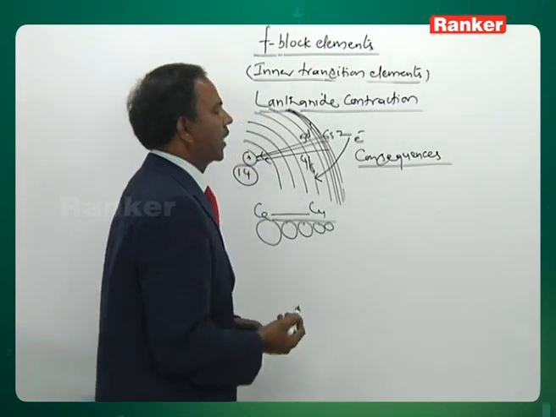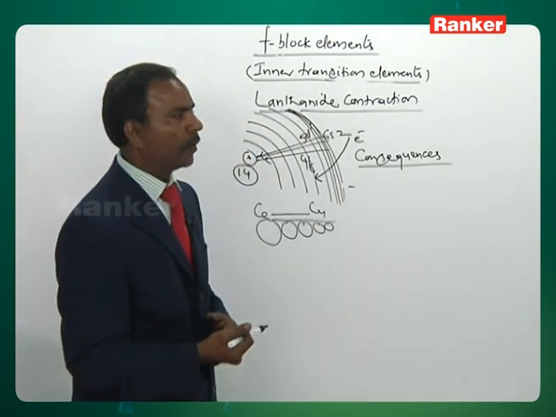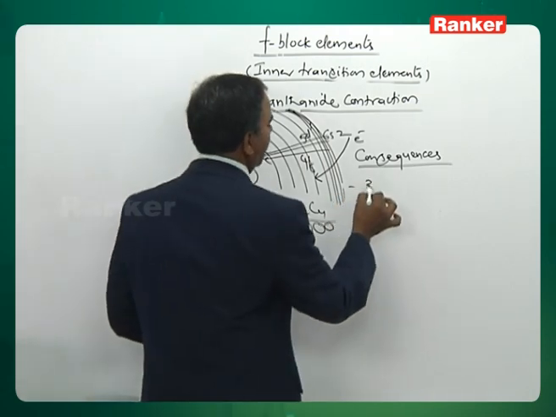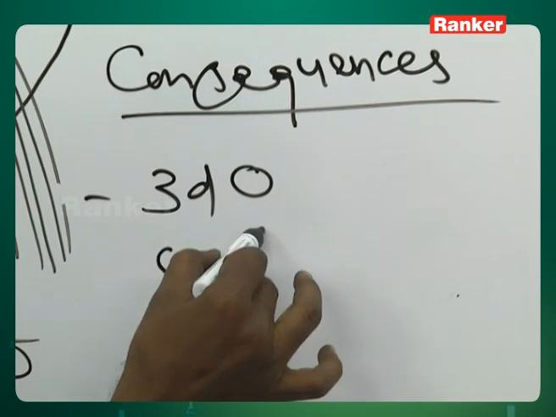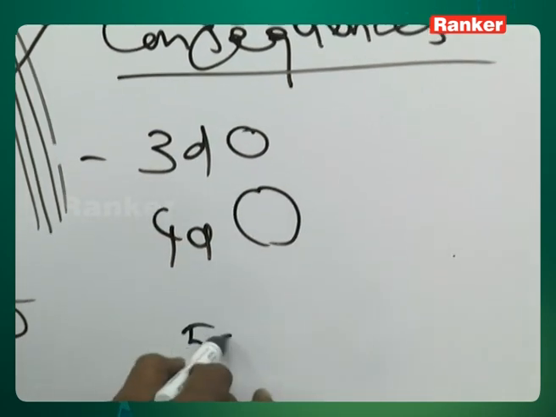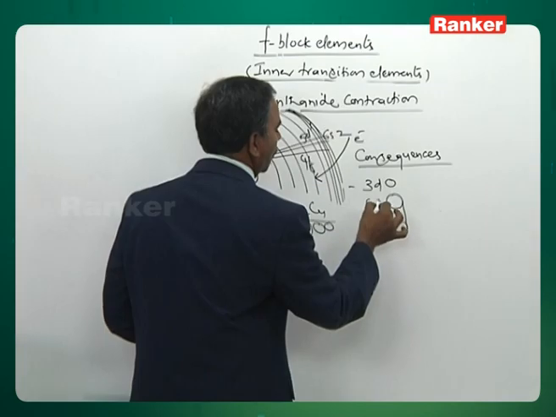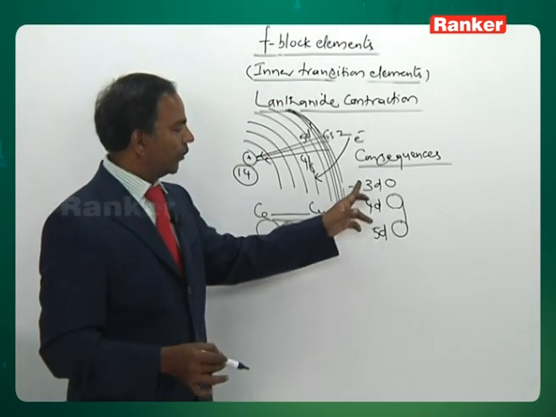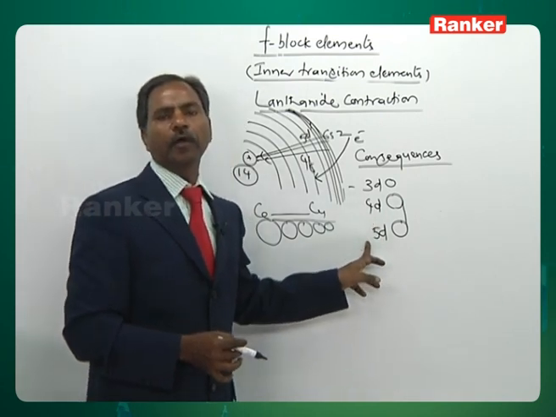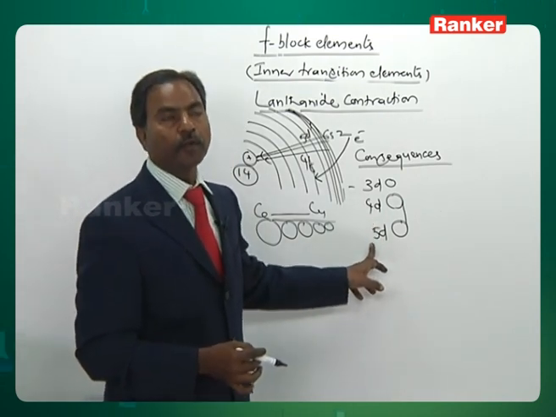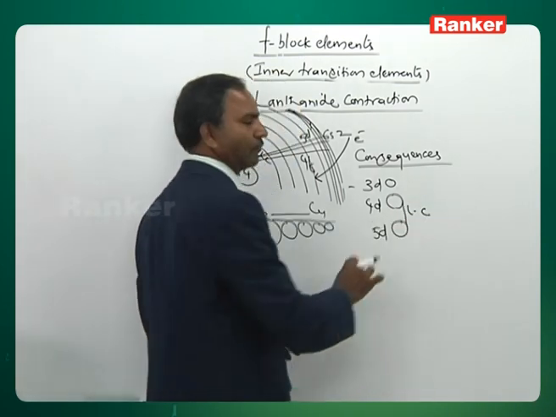Consequence of lanthanide contraction, let us take the first one. Recollect while discussing the d block, you might be knowing this. From 3d series to 4d series, atomic size increases, yes. But from 4d to 5d series, the atomic size actually shows a decrease or remains more or less the same. It is due simply to the lanthanide contraction effect.